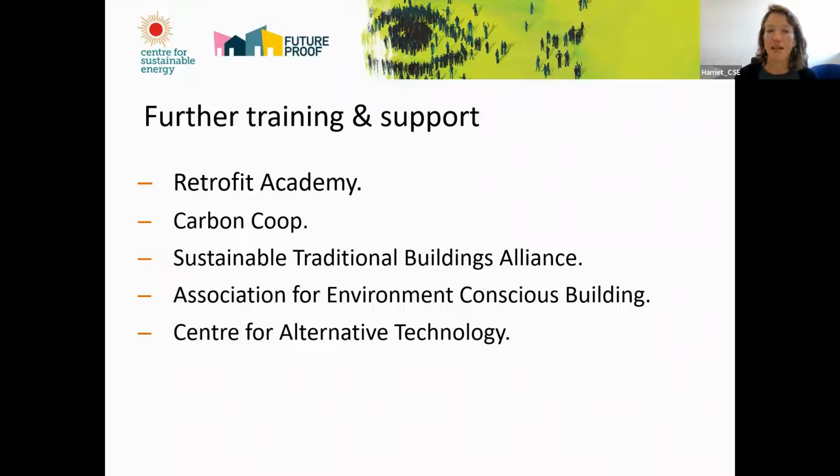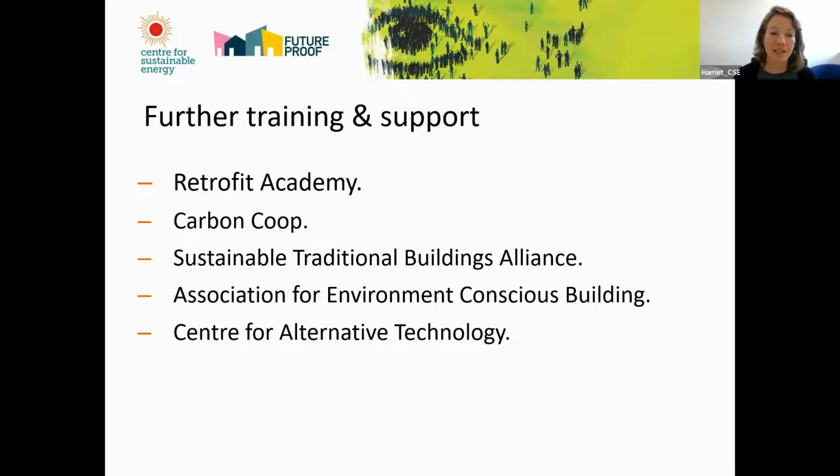So Retrofit Academy, they use the PAS 2030, PAS 2035 framework and the roles within that to train people. The Carbon Co-op runs training, so they have everything from free online webinars, for example, on ventilation or the supply chain, through to more in-depth training. And they also offer a retrofit service themselves. So they have lots of great projects. You can look on their website.